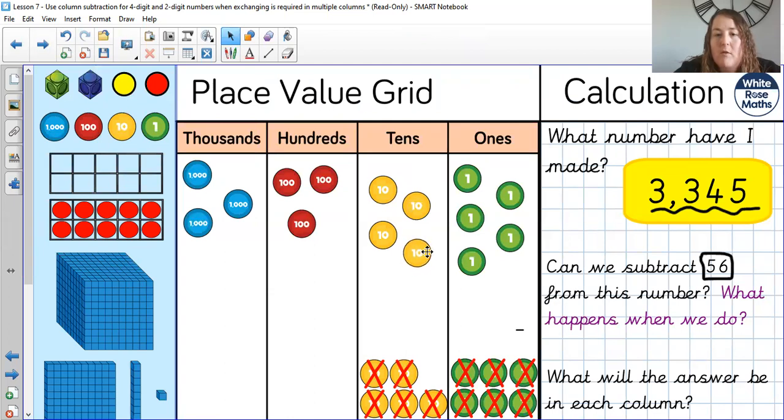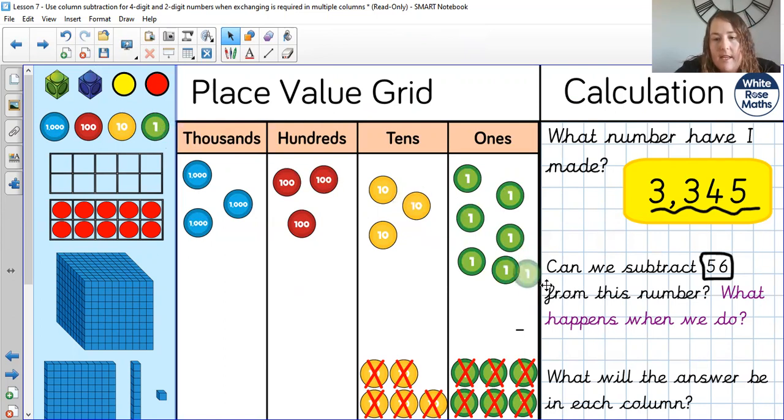So I'm going to be borrowing or taking one of these tens and popping it into my ones column. So I've now got 15 ones. And I don't actually want it in a tens coin. So I'm going to exchange that for 10 ones instead.